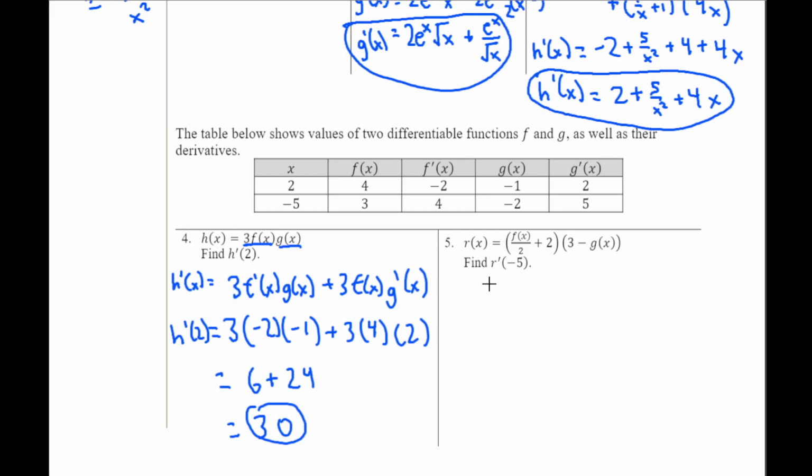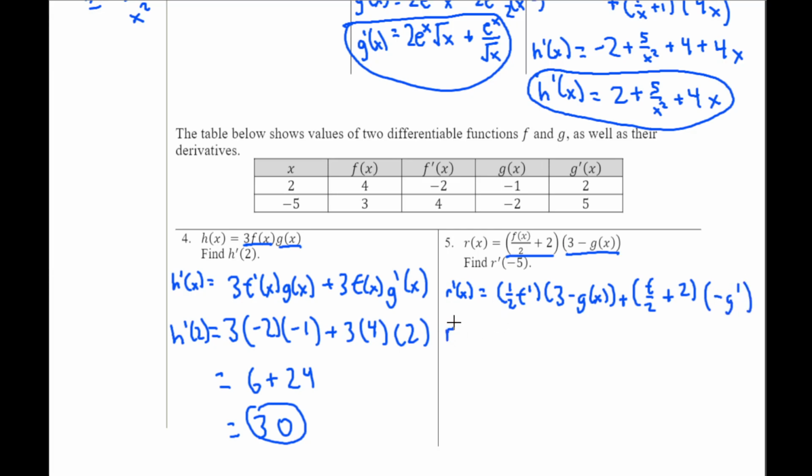This next one here is a little more tricky. Well, more algebra. Find r prime of negative 5. Well, first we've got to find r prime of x. And that's equal to, so think about, this is your first function, second function, and I'll apply the power rule. It's going to be 1/2 f prime. I'm going to write f prime instead of f prime of x to save room. Leave the other function. Now add, leaving the first one there, f over 2 plus 2, multiplied by the derivative here, which is negative g prime.